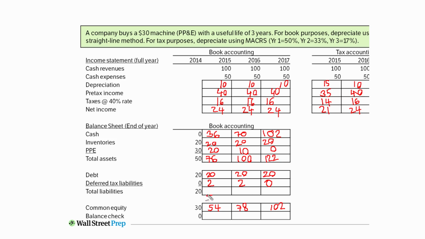We have total liabilities of 22, and then 20. If you add that to equity, we get 76, which exactly equals our assets. And this year we take 22 plus 78, which is 100, which exactly equals our assets. And then we take 102 plus 20, 122, which exactly equals our assets. So this is the way to calculate deferred tax liabilities. This is the accounting associated with deferred tax liabilities.